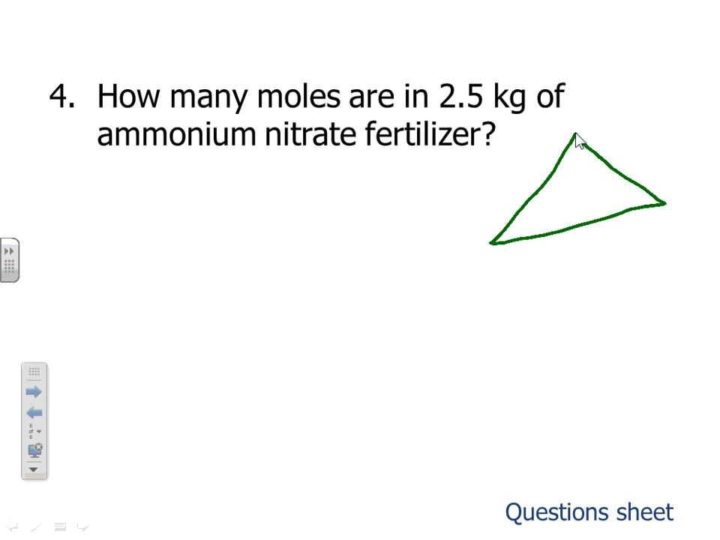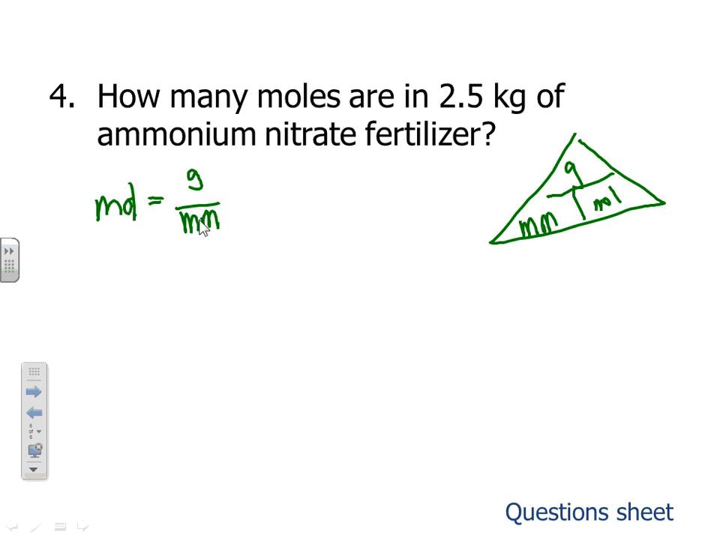Again, triangle if you're using it. All right? Molar mass, grams per mole, and there's the per right there, that line there, grams per mole. How many moles are in 2.5 kilograms of ammonium nitrate fertilizer? So again, we're looking for moles. Moles, grams divided by molar mass, because on the bottom of our triangle we divide. Grams divided by molar mass.